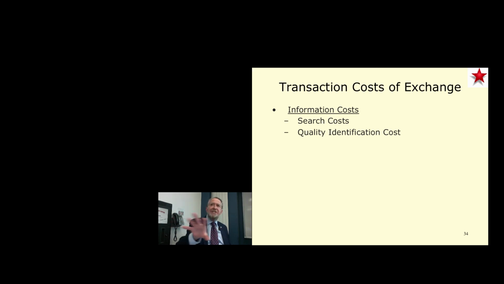So those exist in every transaction. Sometimes it's simple, sometimes it's very complex, right? Sometimes you invest a lot of money in quality identification.